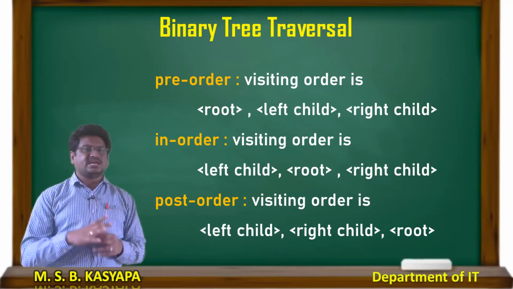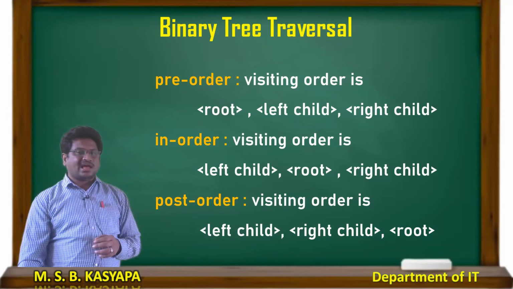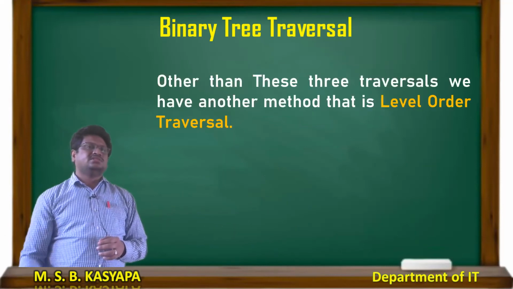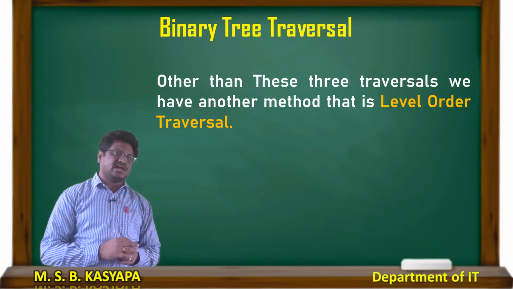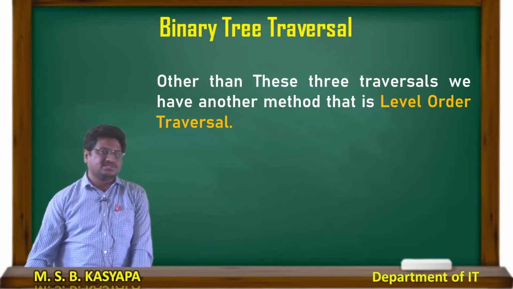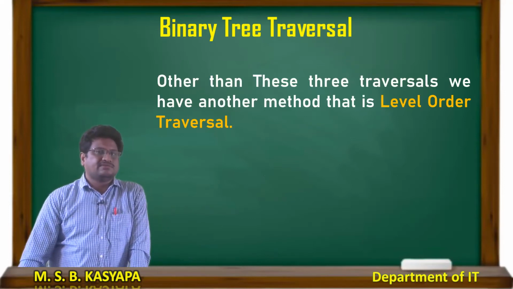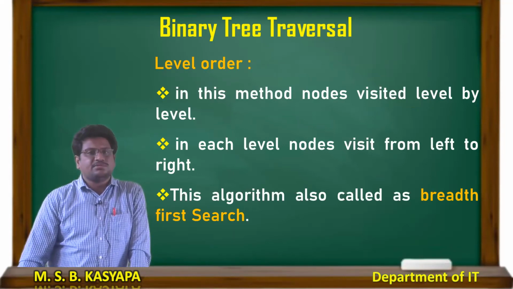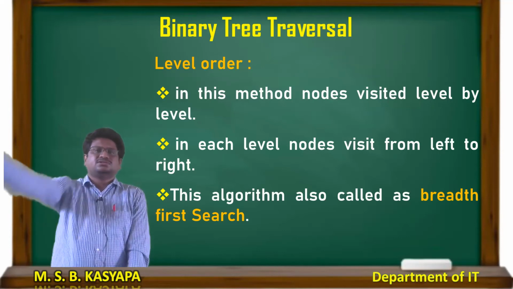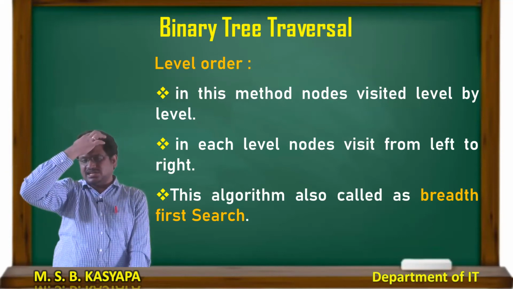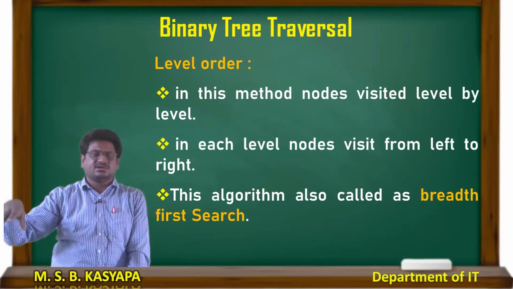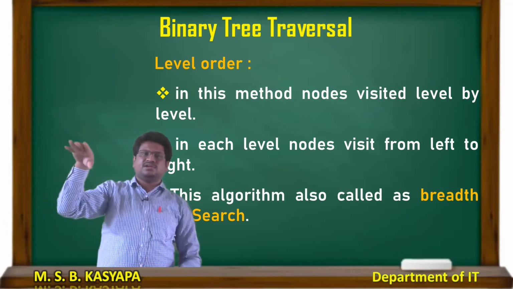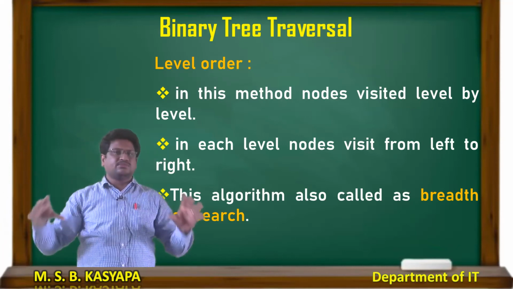So in those cases, I can use another traversal method. That traversal method is called level order traversal. So what is level order? As you know from the starting classes in the tree terminology, level is nothing but giving the numbering to each and every row of a tree. Each row contains some nodes.